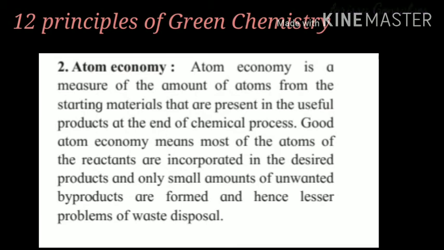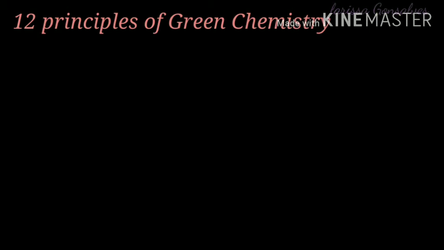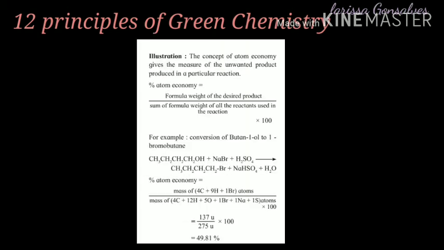When would you say that you have attained a good atom economy? When most of the number of atoms used in the reactants are present in the products and only a small amount of unwanted byproducts are formed, resulting in lesser problems of waste disposal. Let us consider an illustration to understand atom economy. The concept of atom economy gives us information about the number of unwanted products produced in a particular chemical reaction.